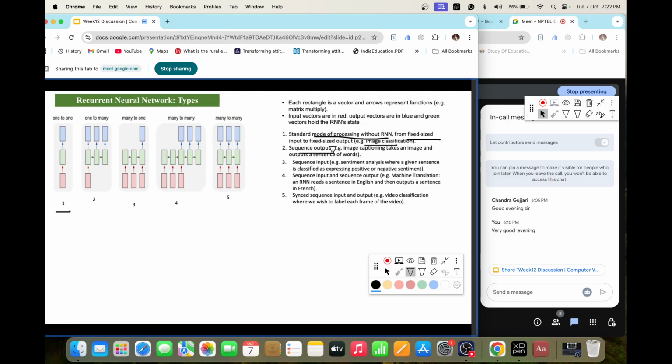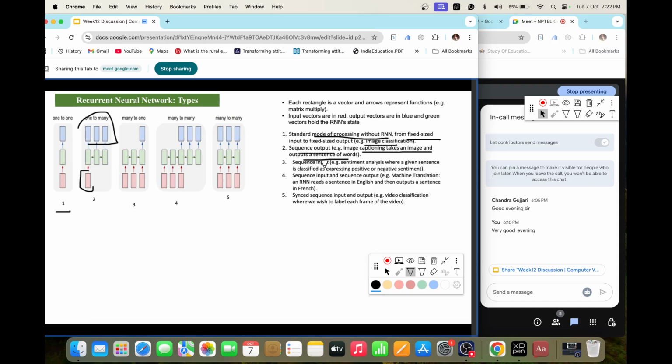Then sequence output. Sequence output means the output is many, but you have one input, so that is why one-to-many. Here it has been used for image captioning, which takes an image and outputs a sentence of words. So it is used in image captioning. That means it will take a single image over here, but it will give you a sequence of words in the output. So that is why one-to-many.